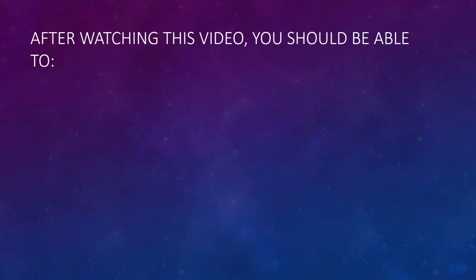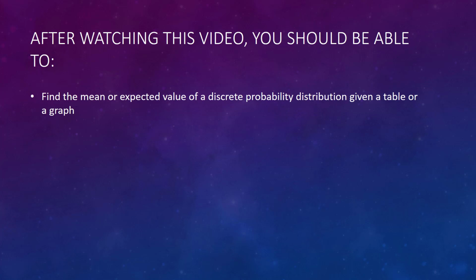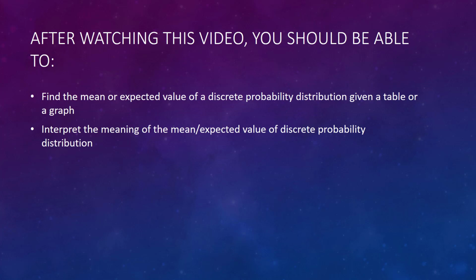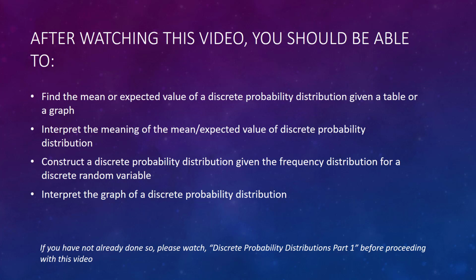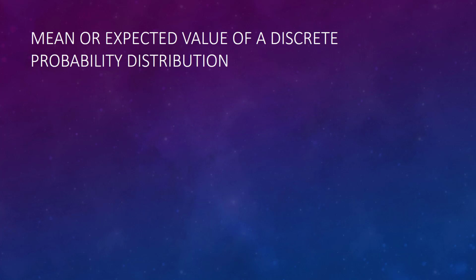After watching this video, you should be able to find the mean or expected value of a discrete probability distribution given a table or a graph, interpret the meaning of the mean or expected value of a discrete probability distribution, construct a discrete probability distribution given the frequency distribution for a discrete random variable, and lastly, interpret the graph of a discrete probability distribution. If you have not already done so, please watch Discrete Probability Distributions Part 1 before proceeding with this video.